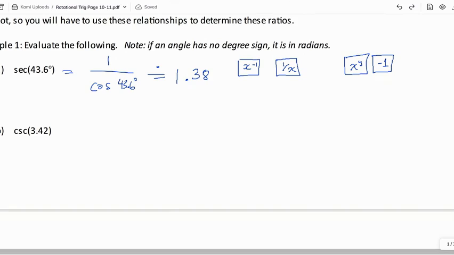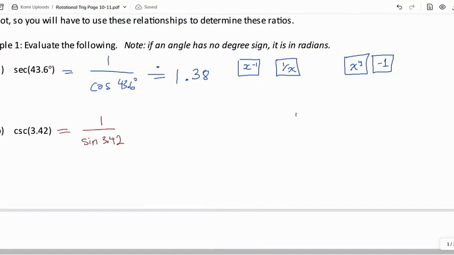Any other questions? We all got it? Excellent. All right. Moving on to question B. So first of all, I can't find the cosecant using my calculator, so I need to use the reciprocal. What is the reciprocal of cosecant? Gorgeous. 1 over sine 3.42. Now, we must put our calculator into radian mode.